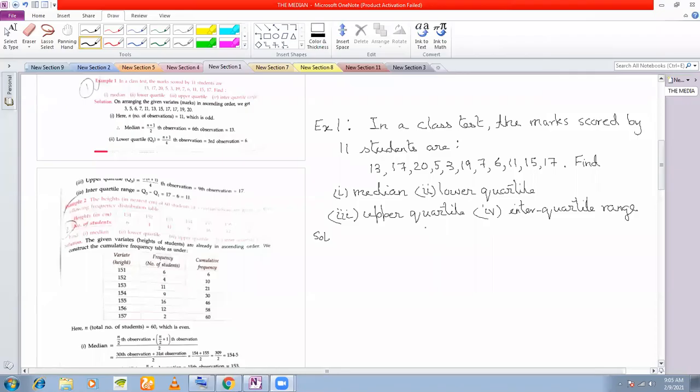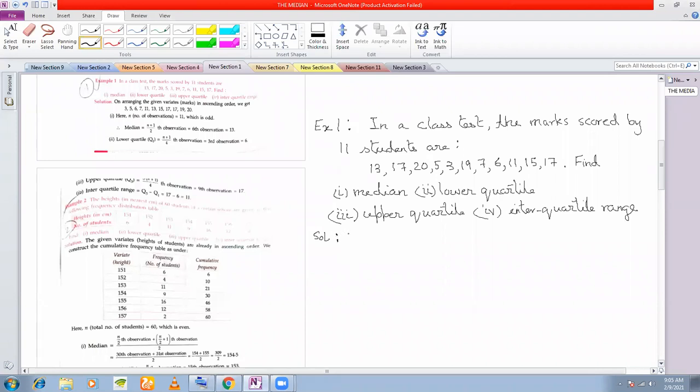In this problem, it is said that in a class test, the marks scored by 11 students are these. You need to find out all the four quartiles: the median, the lower quartile, upper quartile, and the interquartile range. Let us first proceed to find out the median.